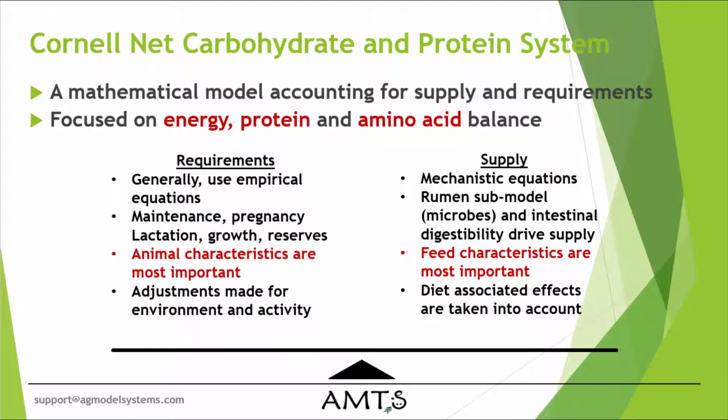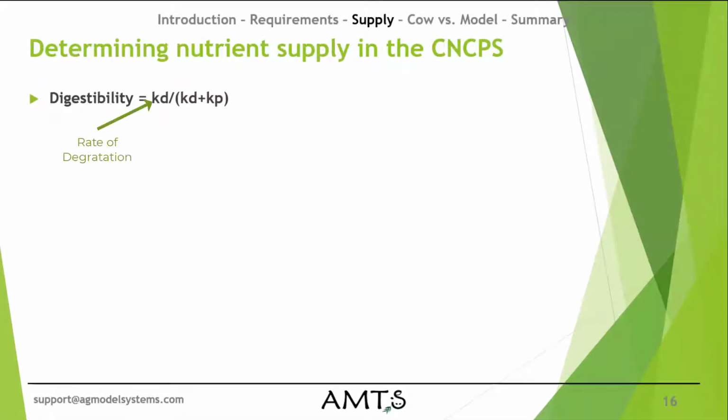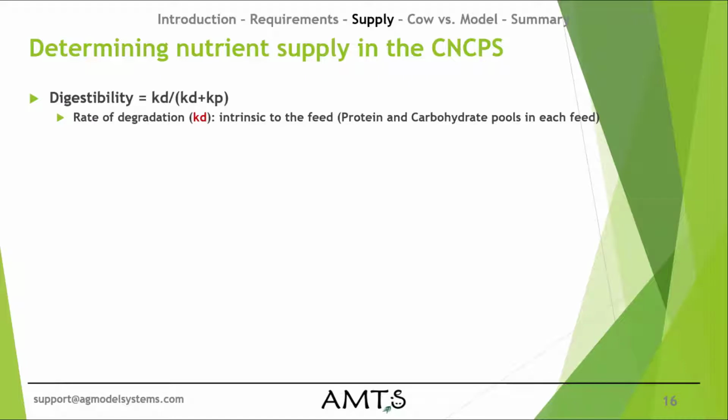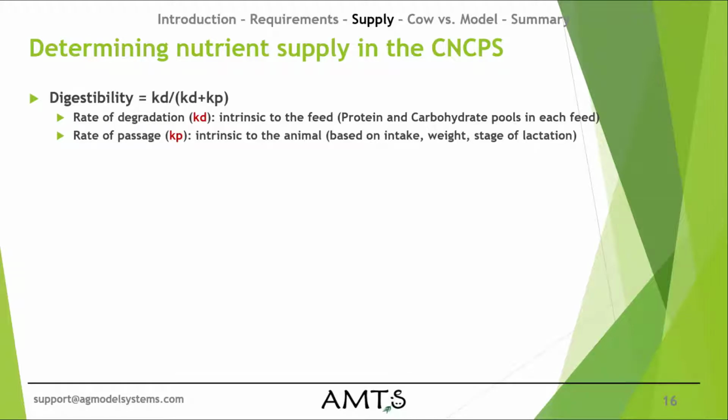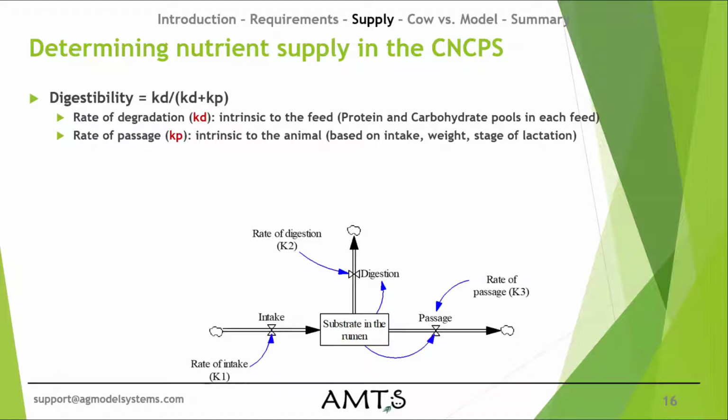The supply side of the model is hinged around this very important equation. Digestibility equals the rate of degradation over the rate of degradation plus the rate of passage. This relies on two key parts of information, one being the rate of degradation of a feed fraction, for example, the rate of degradation of fiber in corn silage or of fiber in grass silage, and the rate of passage of that feed fraction through the rumen. We could be talking about the rate of passage for NDF or the rate of passage for starch. These two things are very important.